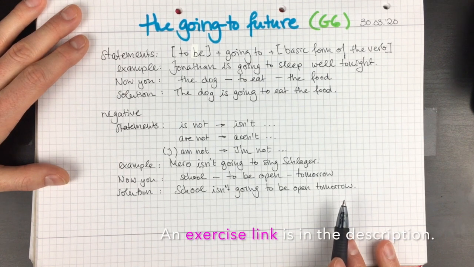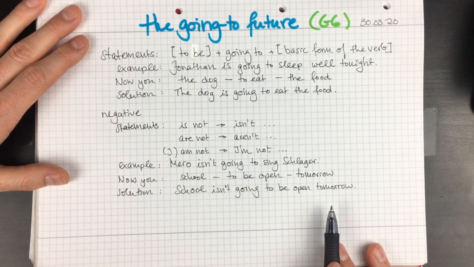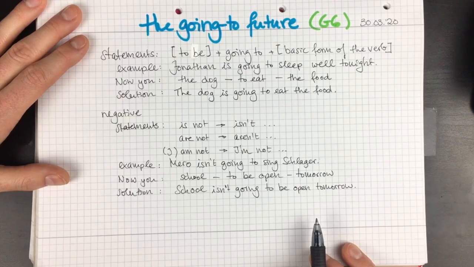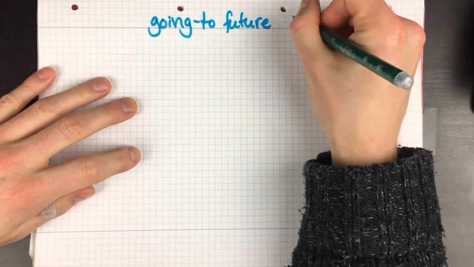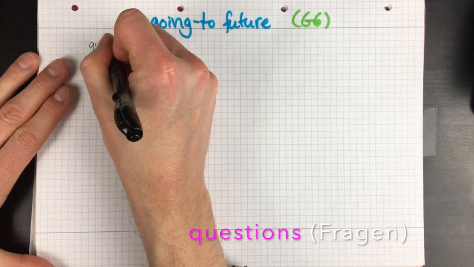Okay, again, in the description you can see a link to an exercise that teaches you only how to do negative statements in the going to future. Try it out, and if you do well with this exercise, you can move on to the next part. The next part is questions.